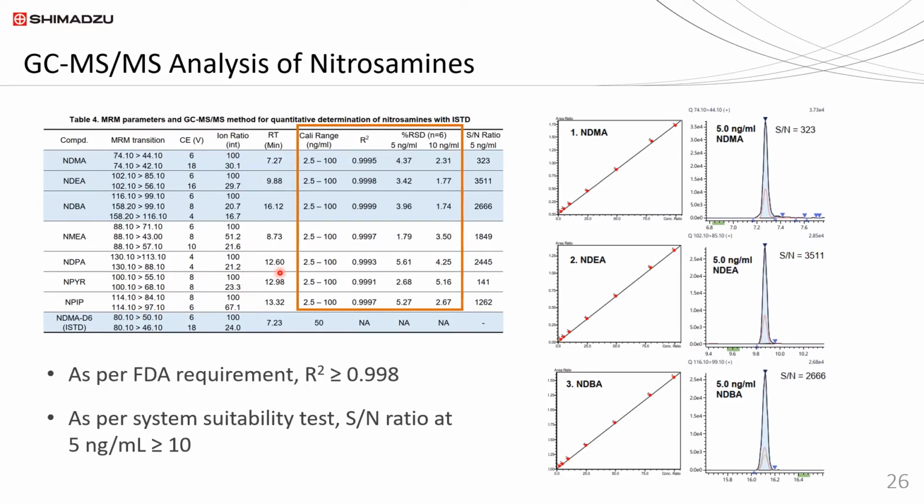Calibration curve within the range of 2.5 to 100 ppb showed a very good linearity of more than 0.999. This was above the 0.998 requirement of FDA. The RSD from 6 injections were less than 10%. As per FDA requirement, the signal-to-noise ratio at 5 ppb were also more than 10.